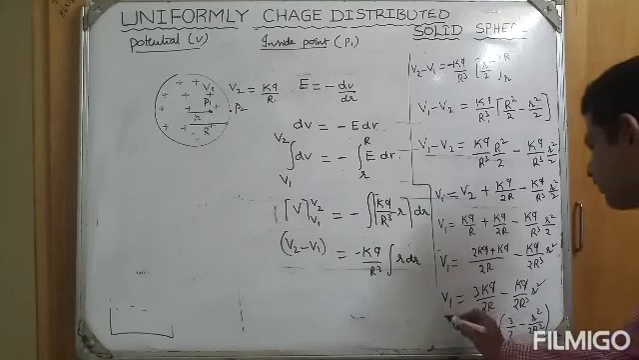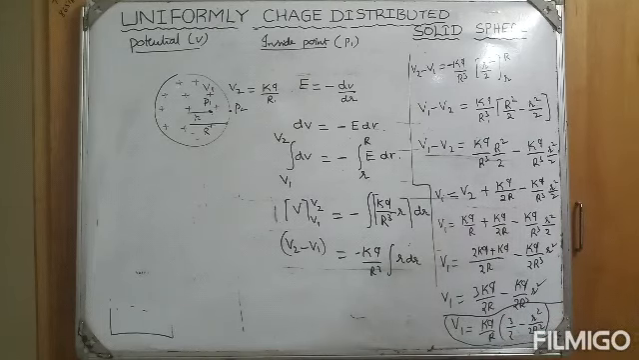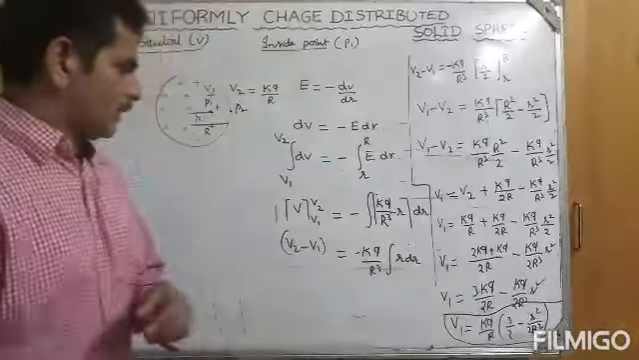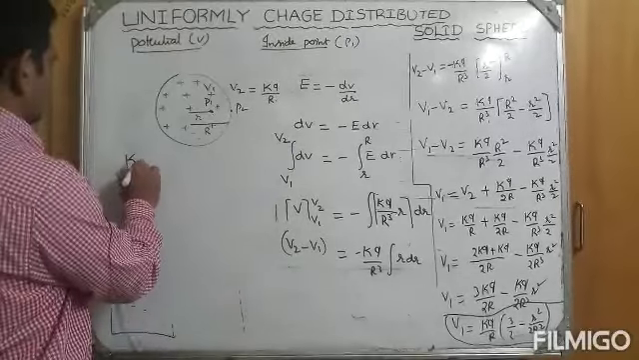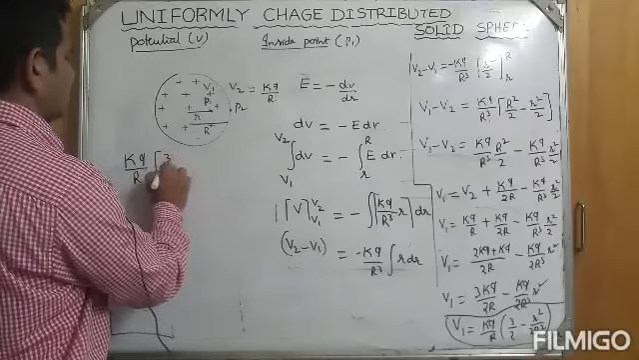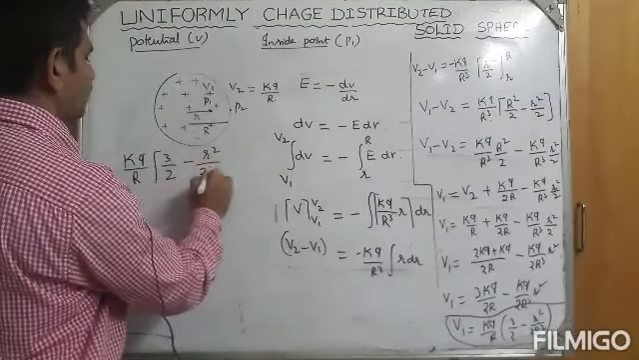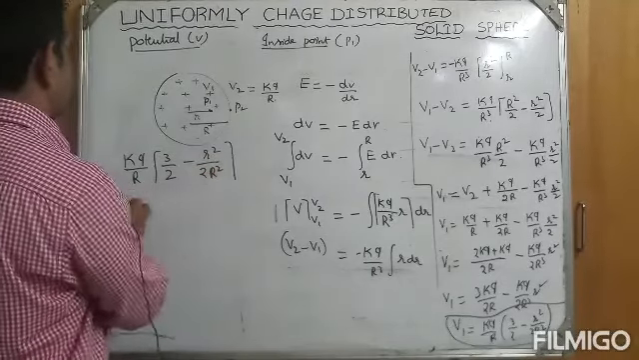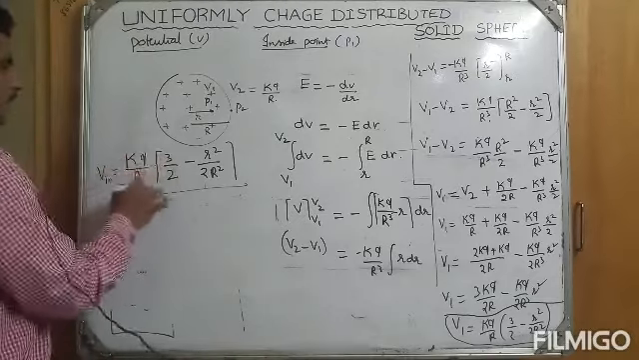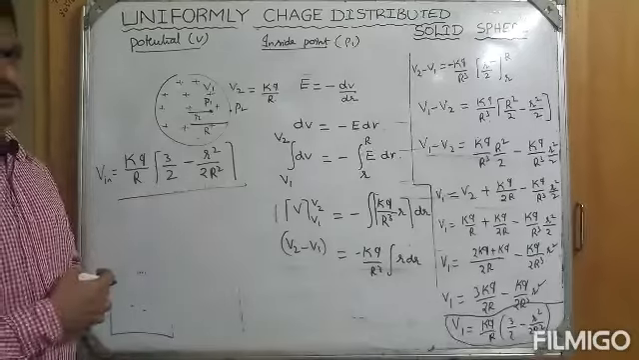Keep in mind, this is the potential. What is that? Inside point, kq by r. What is that? Kq by r, inside point, into 3 by 2 minus r square by 2r square. This is the formula. Potential inside point is equal to, like surface, kq by r into 3 by 2 minus r square by 2r square.